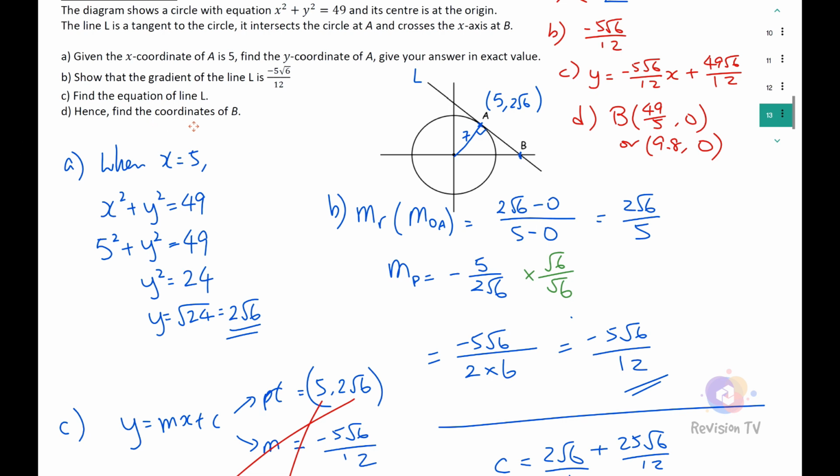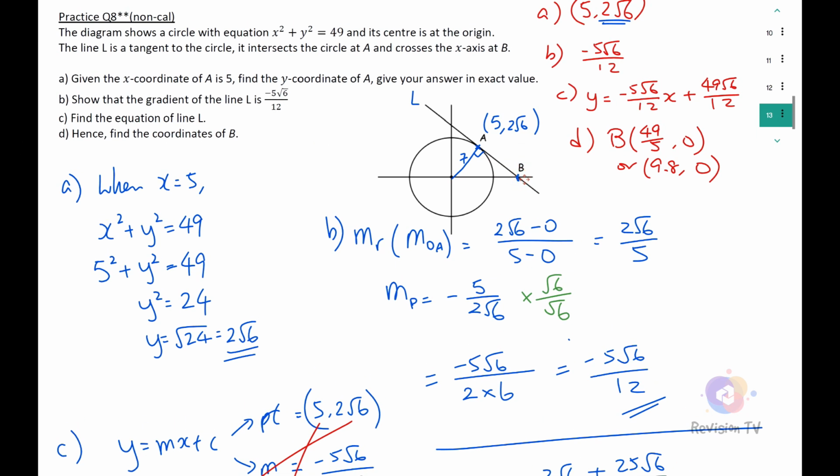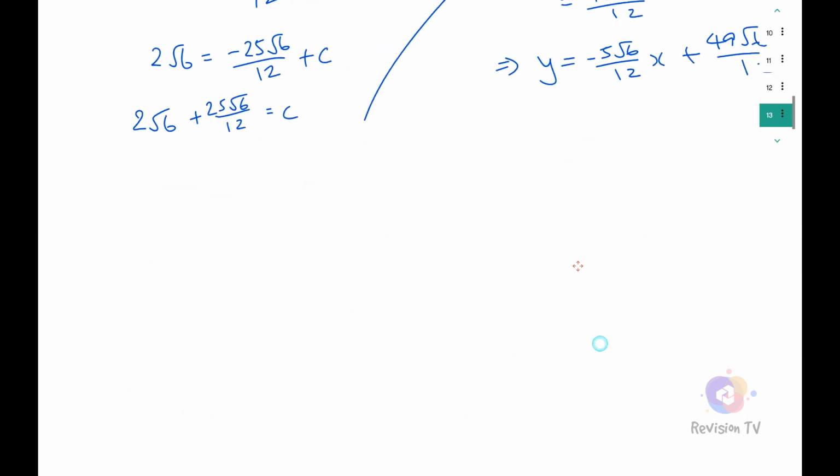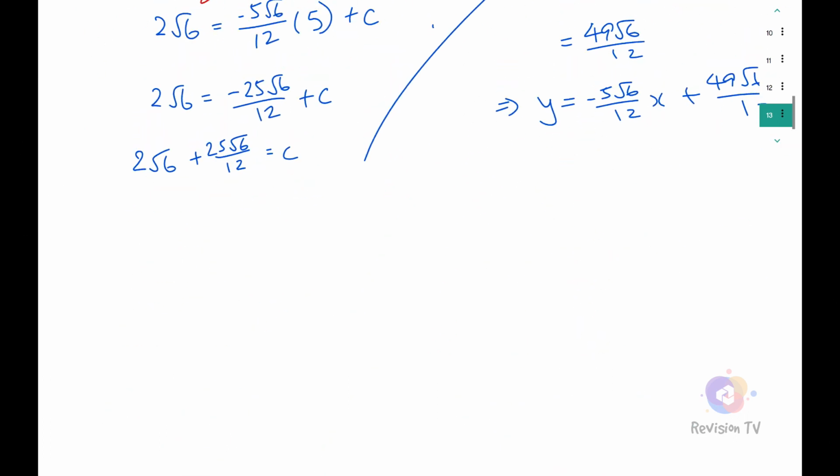Question D, hence find the coordinates of B. Now, B is a point on the x-axis. Tell me what's so special about the coordinates on the x-axis. On the x-axis, all the y coordinates are 0. Because (5, 0), (3, 0), (2, 0), (minus 1, 0), the y coordinate is always 0. So B is on the x-axis, therefore it must be something, 0.